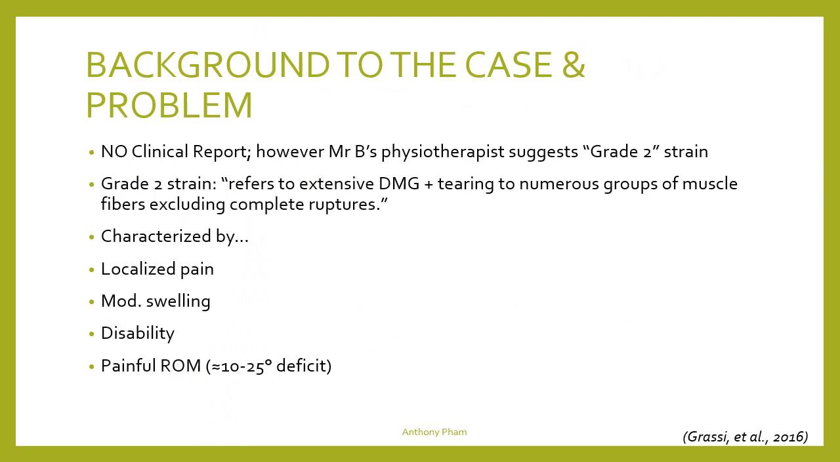Whilst we did not have access to the full clinical report from his physiotherapist, during the interview, Mr. B recalls that his physio stated there is a potential grade 2 strain located somewhere within his left shoulder. According to the clinical grading system for strains, a grade 2 strain refers to extensive damage and tearing to groups of muscle fibers, excluding complete ruptures. Symptoms of a strain can be characterized by local pain, moderate swelling, disability, and a painful range of motion in an affected arm, which usually results in approximately 10 to 25 degrees of deficiency in the patient's movements.